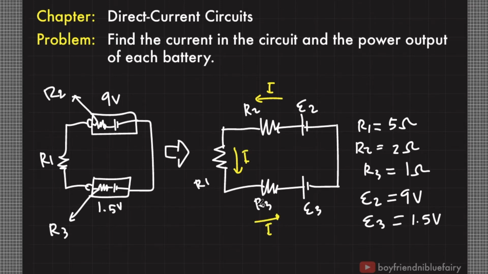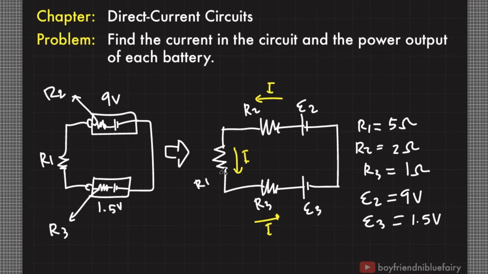Now, it doesn't matter if you assume the current flows in an opposite direction, because after calculations, when your current has a negative sign, that means you have chosen a wrong direction for the current. So in other words, when you have a negative current, you just have to reverse the direction for that particular component or resistor.